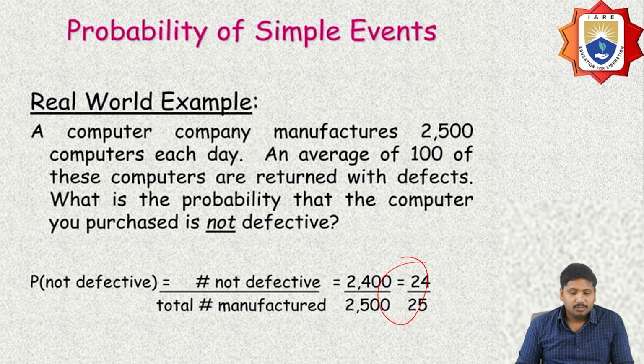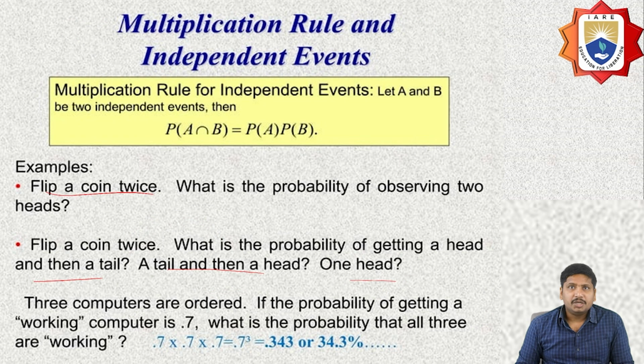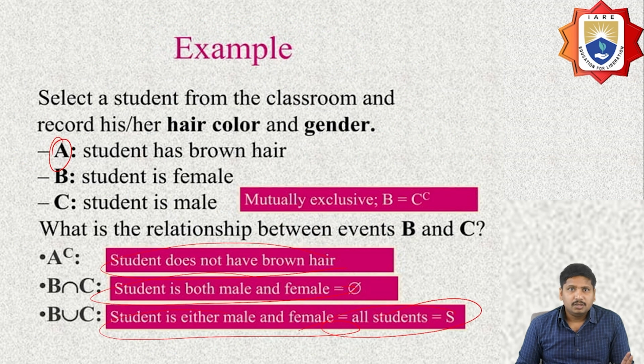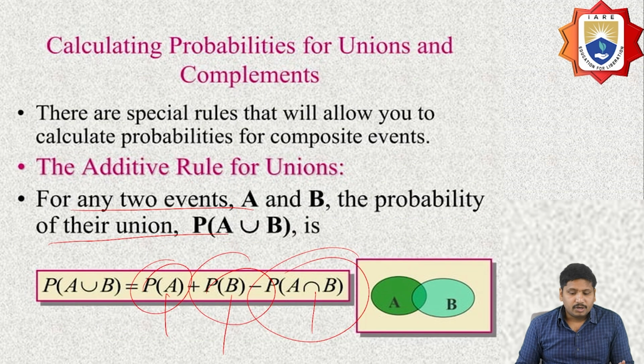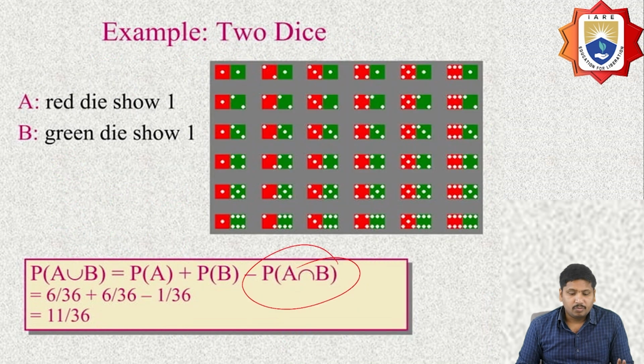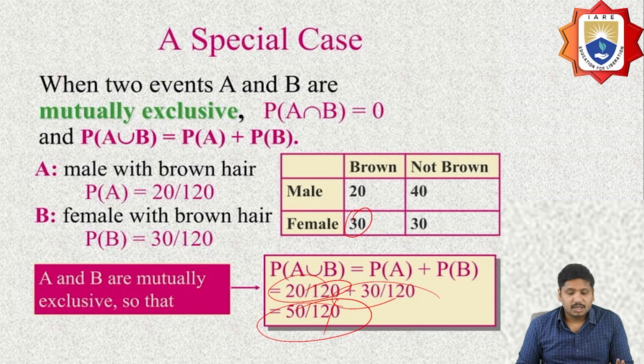There is also the multiplication rule: probability of A intersection B is equal to probability of A times probability of B. Event relationships include A, B, intersection, and A complement. For calculating the probability of a union, P of A union B is equal to P of A plus P of B minus P of A intersection B. By substituting these values, we get the total value. In the special case of mutually exclusive events, probability of A intersection B equals 0, so P of A union B is equal to P of A plus P of B.